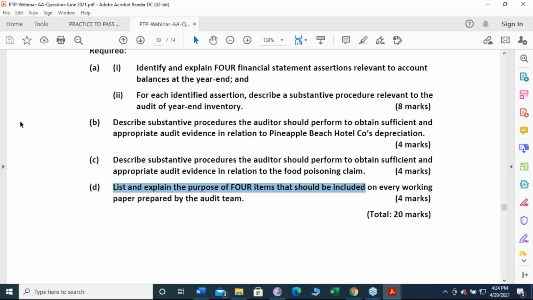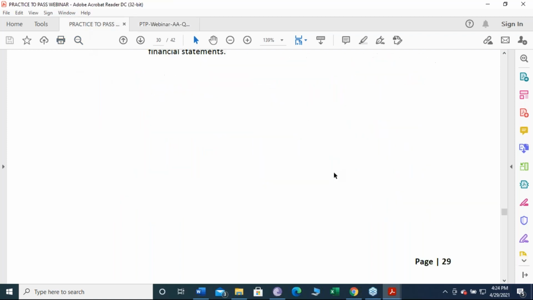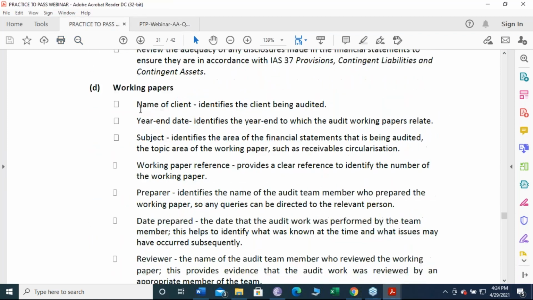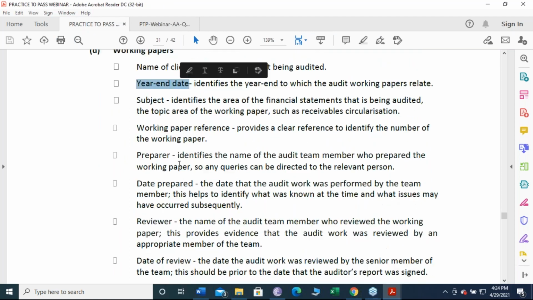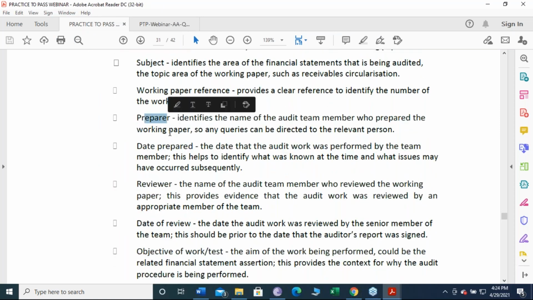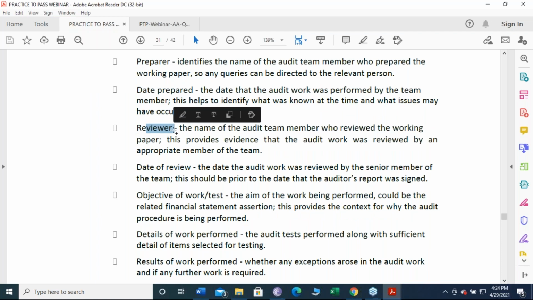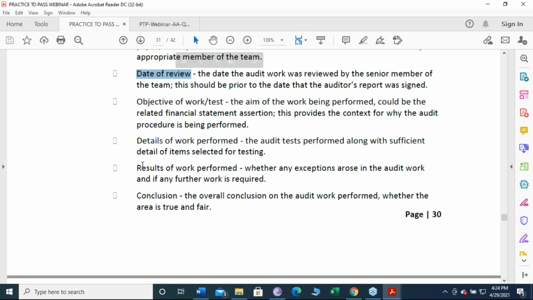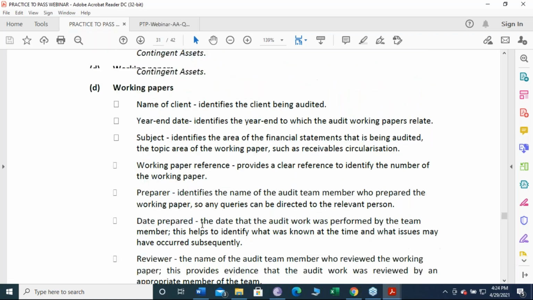Number 1, the name of the client and the year end of the client. The preparer of the working paper, the date on which those working papers were prepared, who reviewed it, the signature of the reviewer and the date of the reviewer, and last but not the least, a conclusion drawn from it. So the name of the client, the year and date, even the subject, preparer, date, reviewer, date of review, conclusion drawn. So these are the things. This is again knowledge based.